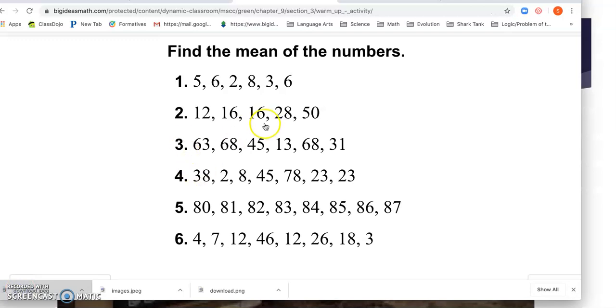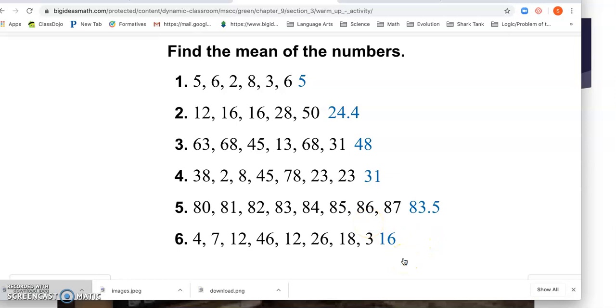Okay, so if you found the mean of all these numbers, you should have come up with 5 for the first one, 24.4 for the second one, 48 for the next one, 31, 83.5, and 16 respectively.